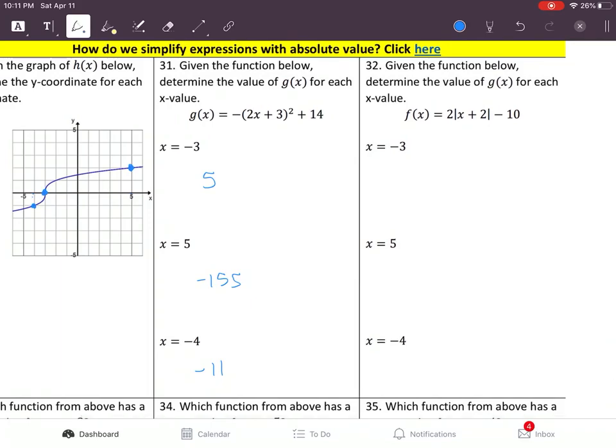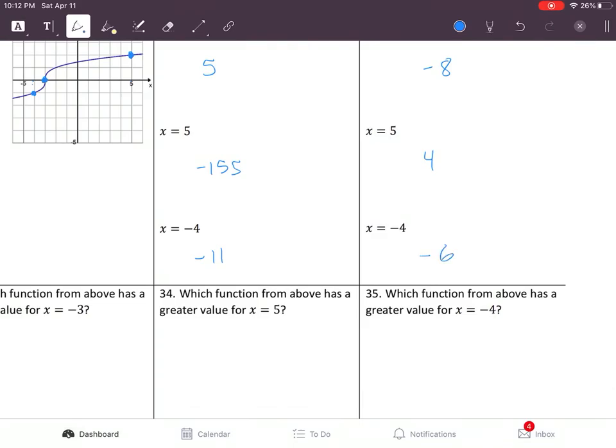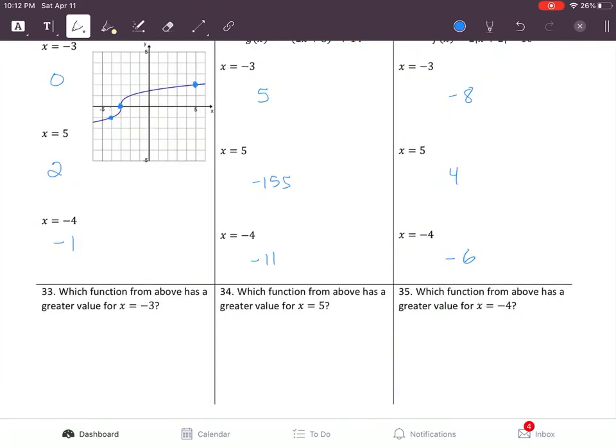For the next question, the absolute value means that anything that comes out of the absolute value brackets is positive. So for example, negative 3 plus 2 gives you negative 1, but the absolute value of negative 1 is 1. 1 times 2 is 2, and 2 minus 10 is negative 8. So you can do that for the other problems as well. It's just a simple calculator kind of question. It shouldn't be that hard to do. You're just going to plug it in. So the next one will be 4 and negative 6.